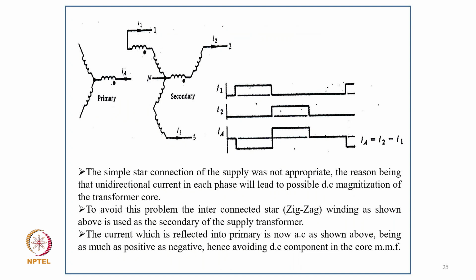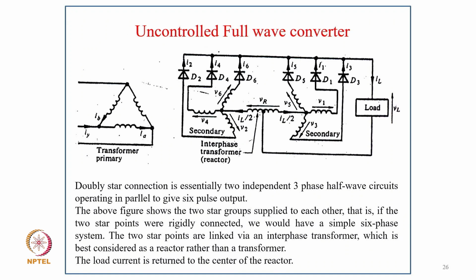And this typically corresponds to the zigzag connection, where you can see how the current gets reflected on the supply side. So the simple star connection of supply was not appropriate, the reason being that unidirectional current in each phase leads to possible DC magnetization of the transformer core. To avoid this problem, the interstar, that is zigzag winding as shown above, is used in the secondary of the supply transformer. The current which is reflected in the primary is now AC, being as much positive as negative, hence avoiding the DC component in the core.